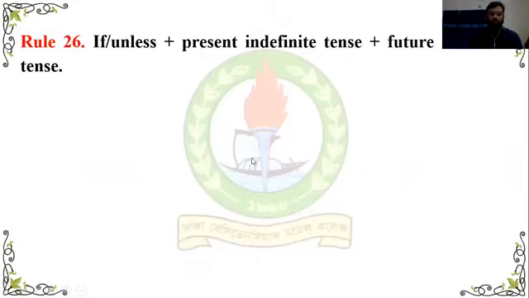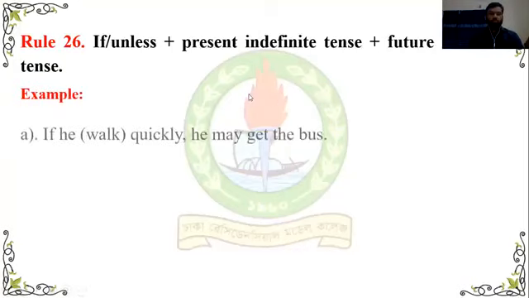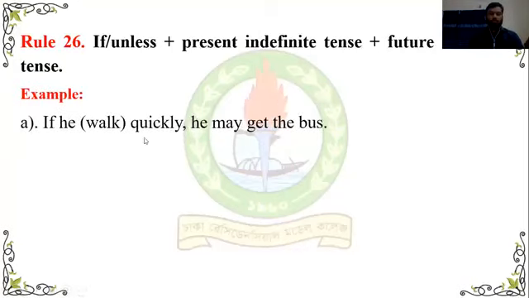Rule 26. If or unless, then present indefinite tense, then future indefinite tense. So if you see in the sentence, after if or unless, the present indefinite tense, you have to use future indefinite after the present indefinite tense. Okay, so there are two clauses here.